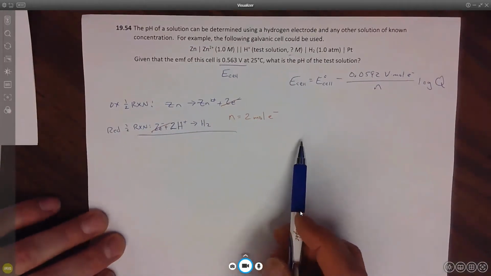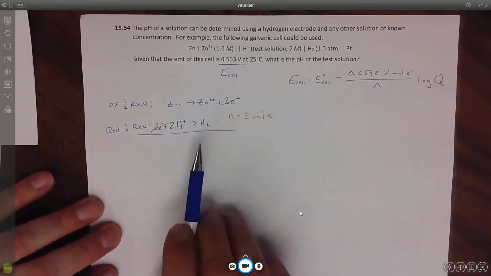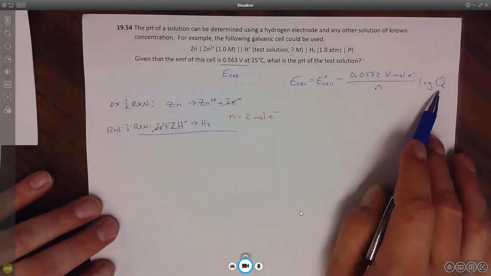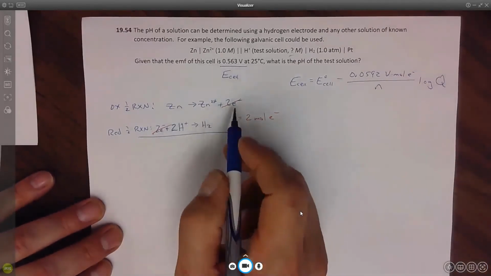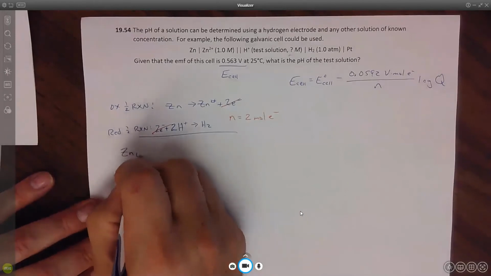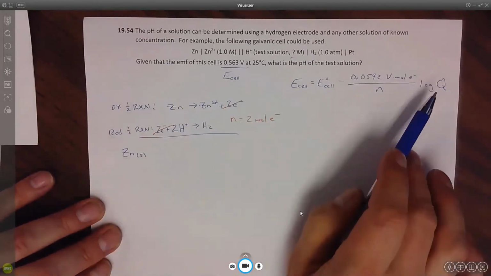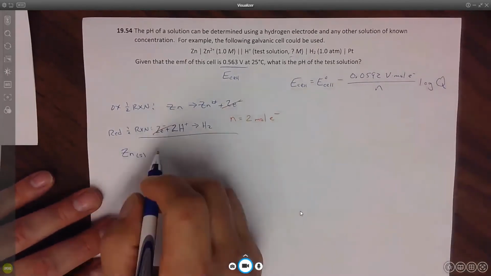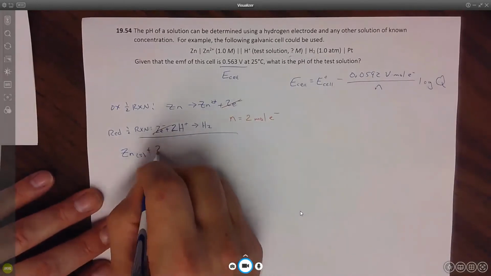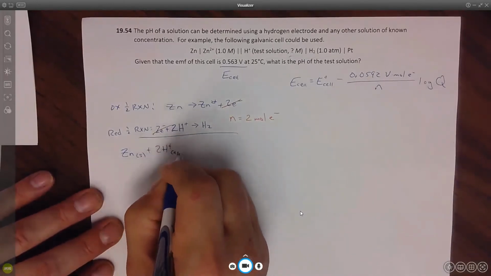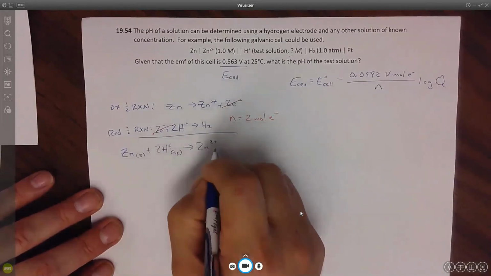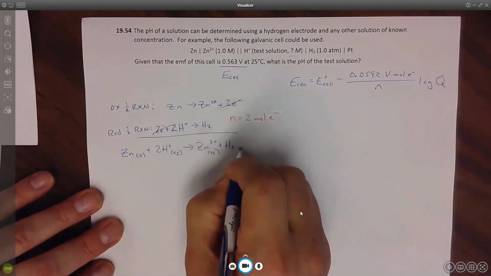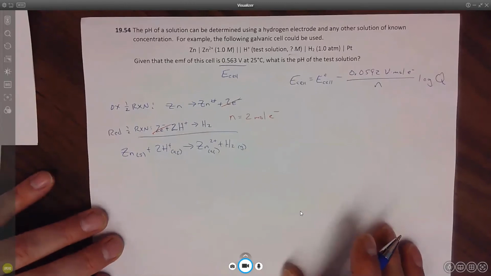Now, in this case, we are going to need the balanced equation because we need Q. Okay, so bringing all of this down, then we have the zinc, which is a solid. That's going to be important because we're looking at an equilibrium constant. The hydrogen ions will be aqueous. That's going to go to zinc 2 plus, which is aqueous, and the hydrogen, which is a gas.